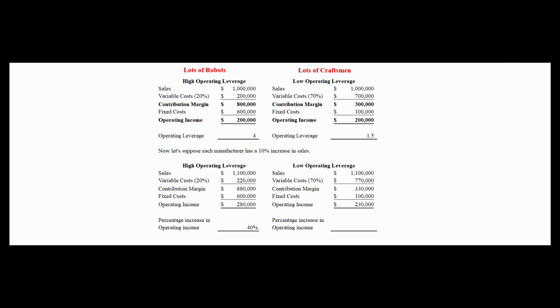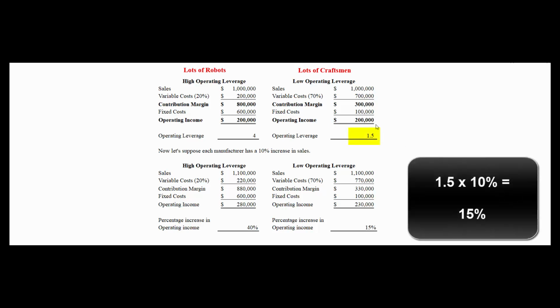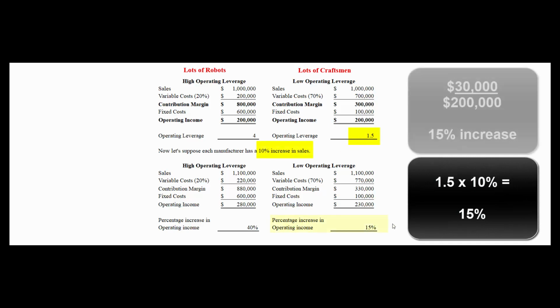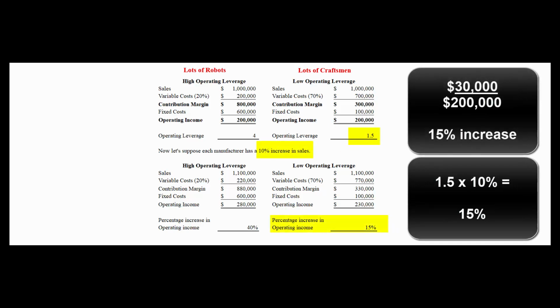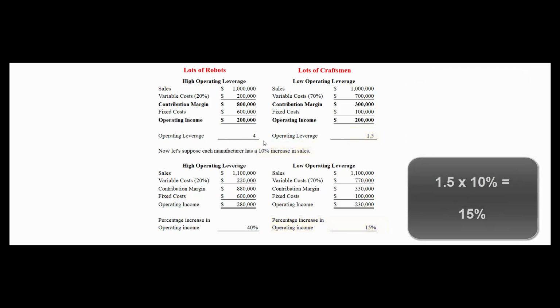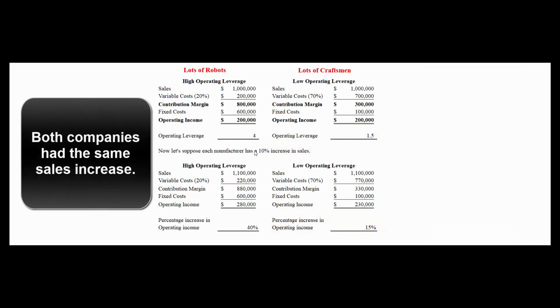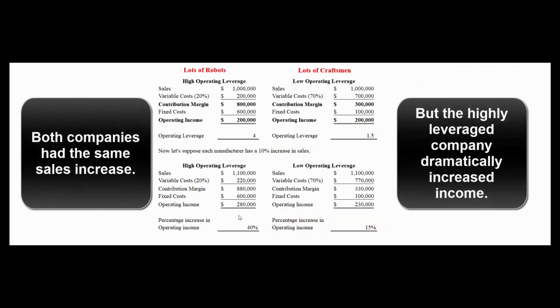I hope you got it. 1.5 operating leverage times the 10% increase in sales means that operating income goes up by 15%. So you see how the operating leverage magnified the results over here. Both companies had the same increase in sales, but this company's operating income went up by 40%, while this company's operating income went up by only 15%.